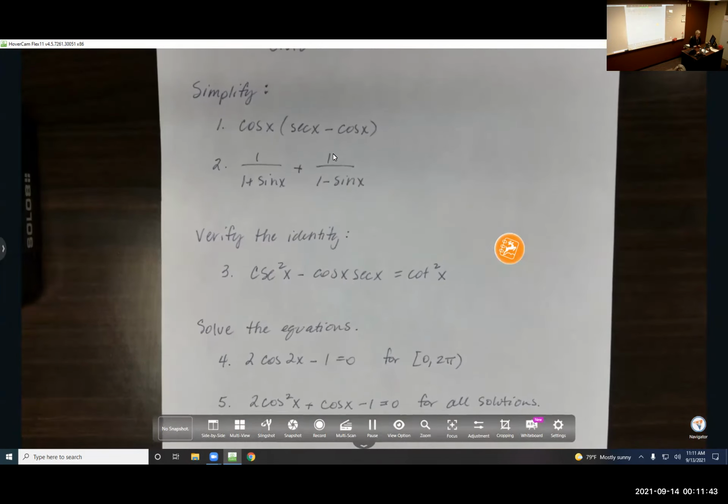At the top of this, if you would put quiz 2, week 3. You can't see that, but that's what it should say. Quiz 2, week 3, there's 5 questions. The first 2, I need you to simplify. Second one, I want you to verify that identity. And then the last 2, I want you to solve the equations.